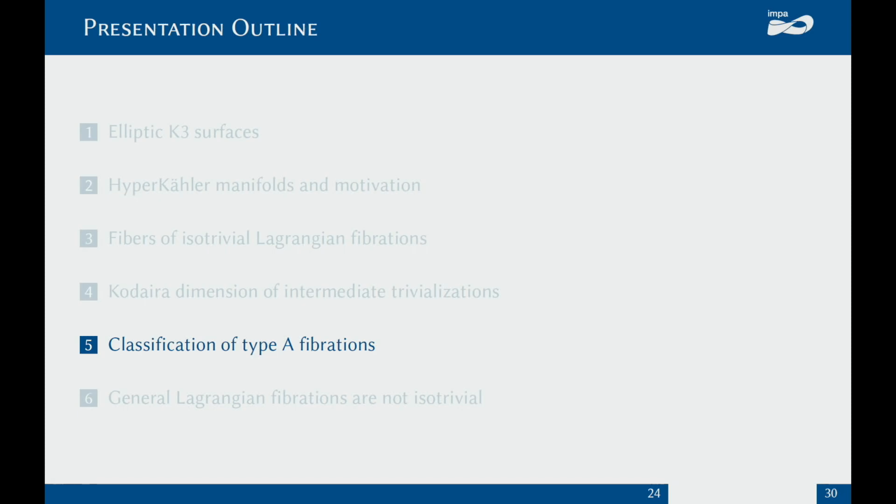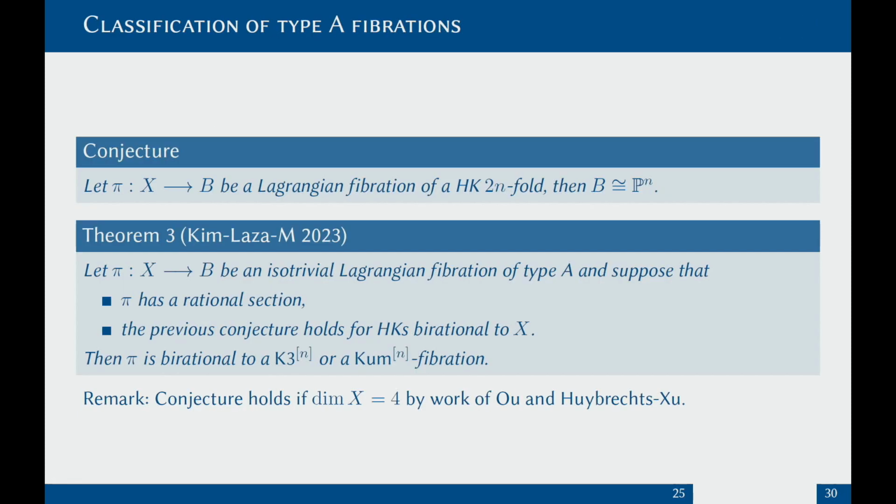Okay, so the third and probably last term I wanted to talk about is a classification for type A isotrivial Lagrangian fibrations. It's a classification which is conditional on a conjecture, but it's a mostly believed conjecture, and it's a pretty standard conjecture in the field, which is: if you have a Lagrangian fibration, isotrivial or not, then the base of that fibration should be Pn.